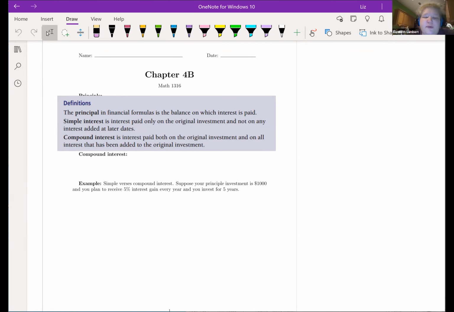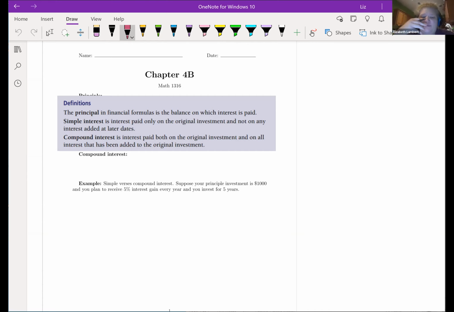Okay, so 4B, we start talking about money with saving money and interest. Here we have the term principal. Sometimes people will spell it PLE at the end, sometimes PAL. I think PAL is technically the correct one, but everybody confuses the two because you say them the same. The principal in financial formulas is the balance on which interest is paid. So the principal is very often your starting amount, your initial investment, or the initial amount you borrowed. It's the starting thing, the first thing.